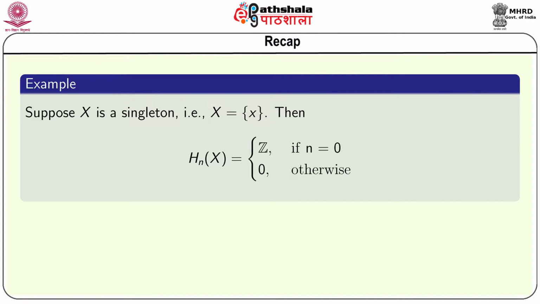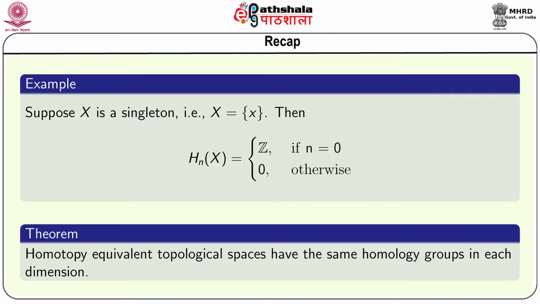Previously, we have shown that if X is a singleton, that is, X has a point small x only, then Hn(x) is equal to the infinite cyclic group Z when n is equal to 0 and trivial otherwise. We have also seen that homotopy equivalent topological spaces have the same homology groups in each dimension.